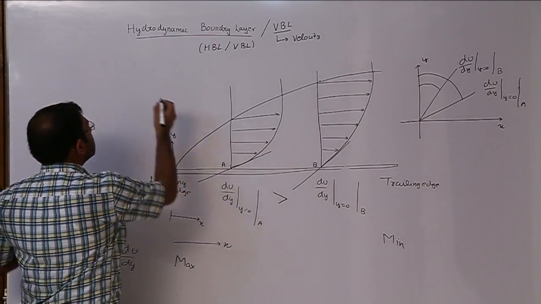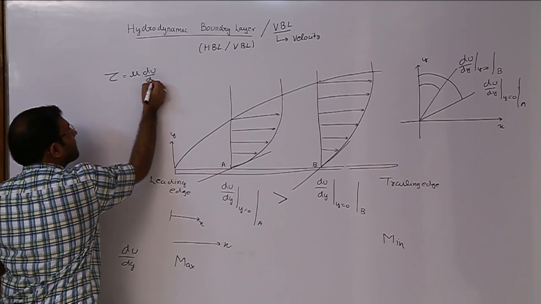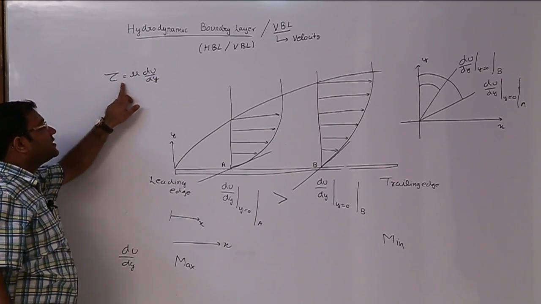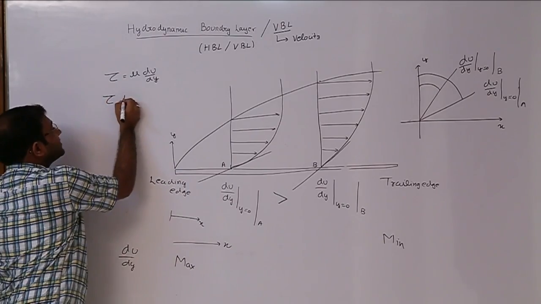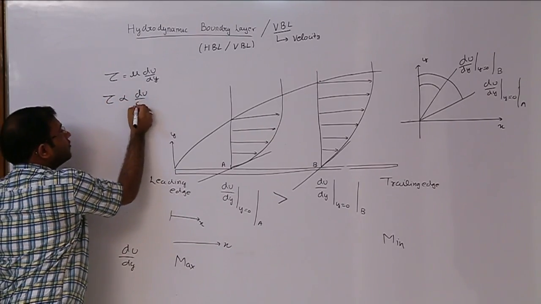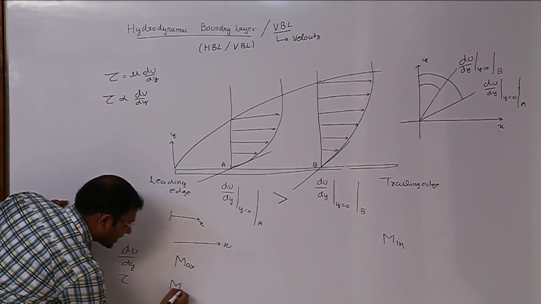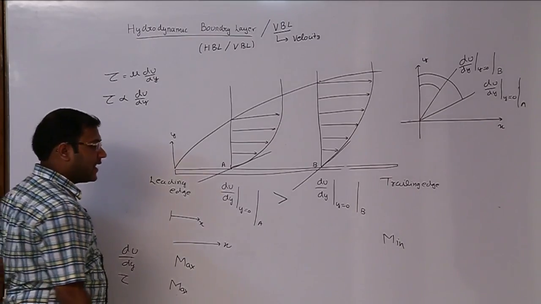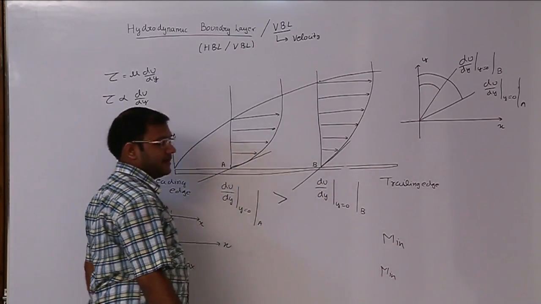And from Newton's law of viscosity we know that shear stress is directly proportional to velocity gradient. So see, shear stresses again are maximum at the leading edge and minimum at the trailing edge.